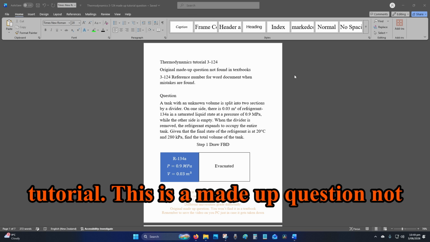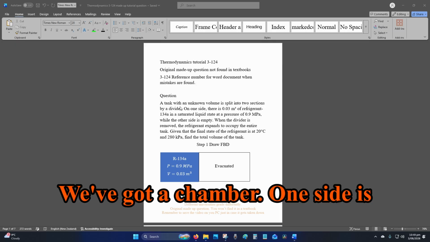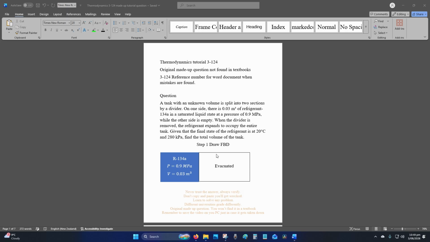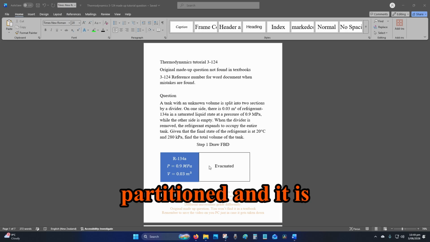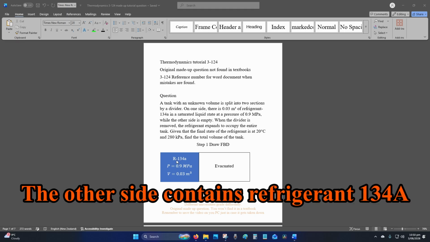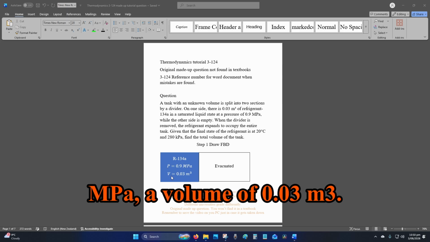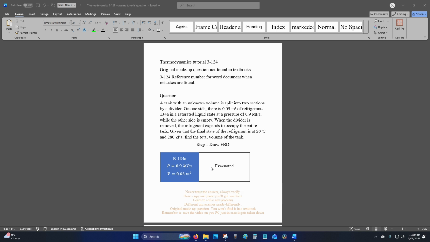This is a made-up question not found in your textbooks. We've got a chamber. One side is partitioned and it is emptied, so evacuated. The other side contains refrigerant 134A, a pressure of 0.9 MPa, a volume of 0.03 meters cubed.